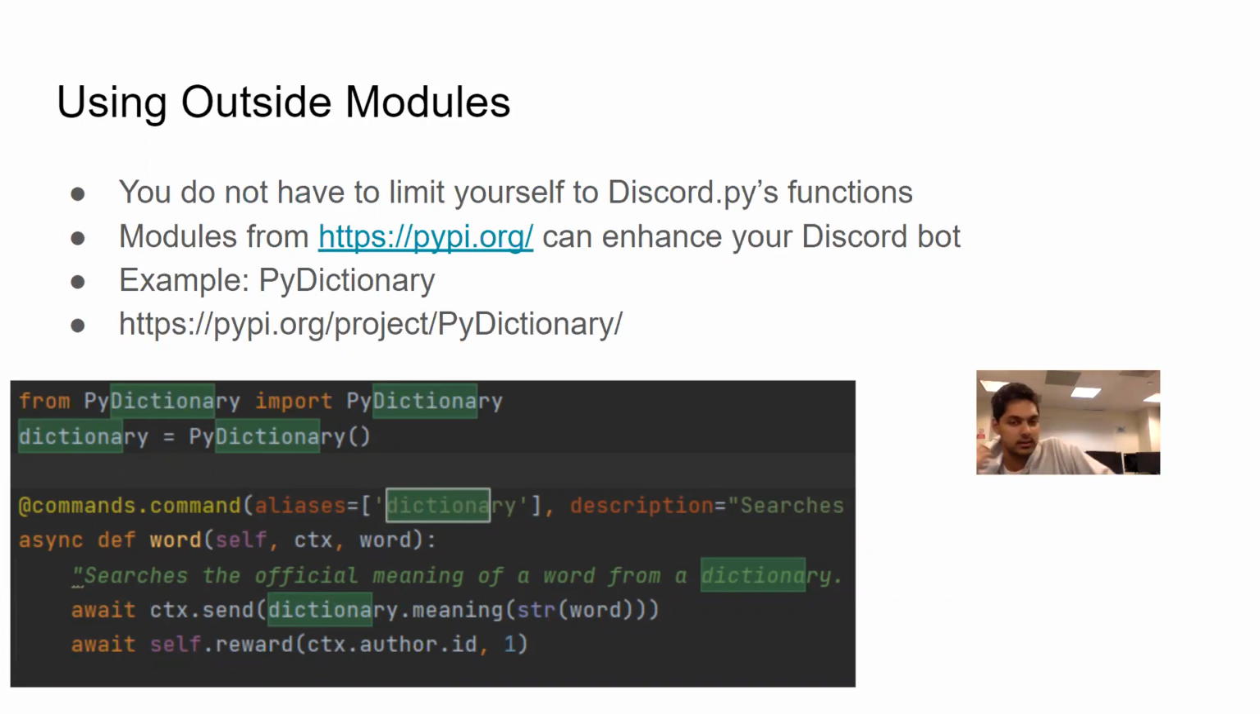Yeah, so make sure you use outside modules, it just depends on what you want to do. I use PyDictionary and Urban Dictionary, and for YouTube commands, like the YouTube search, you need to use some kind of outside modules for that. For Pokemon, I use the PyPokedex module that really helps and makes things a lot more interesting. And don't limit yourself to just what Discord.py has to offer or the built-in features.